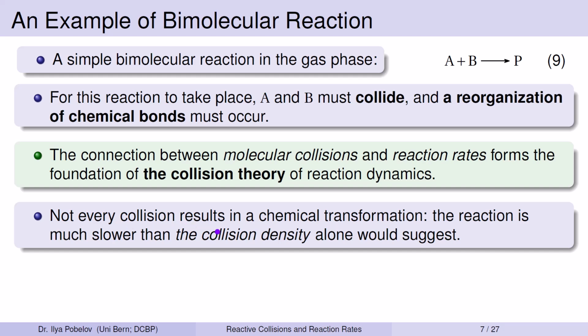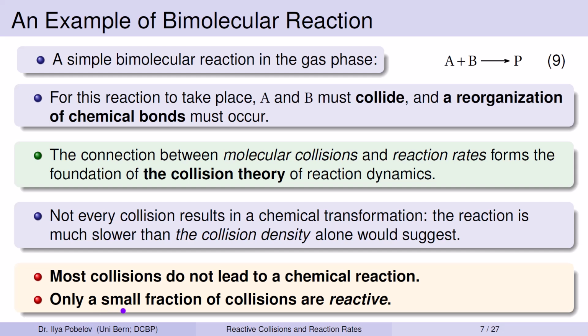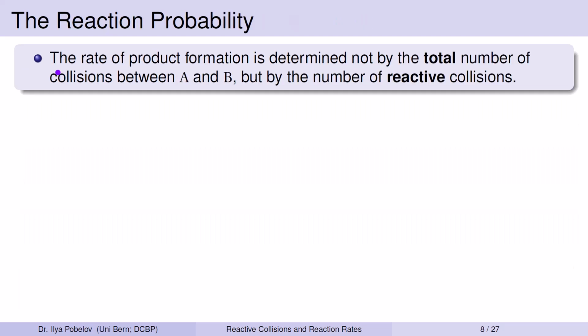Not every collision results in a chemical transformation, and the reaction is much slower than the collision density alone would suggest. In fact, most collisions do not lead to a chemical reaction, and only a small fraction of collisions are reactive. The rate of product formation is determined not by the total number of collisions between A and B, but by the number of these reactive collisions.